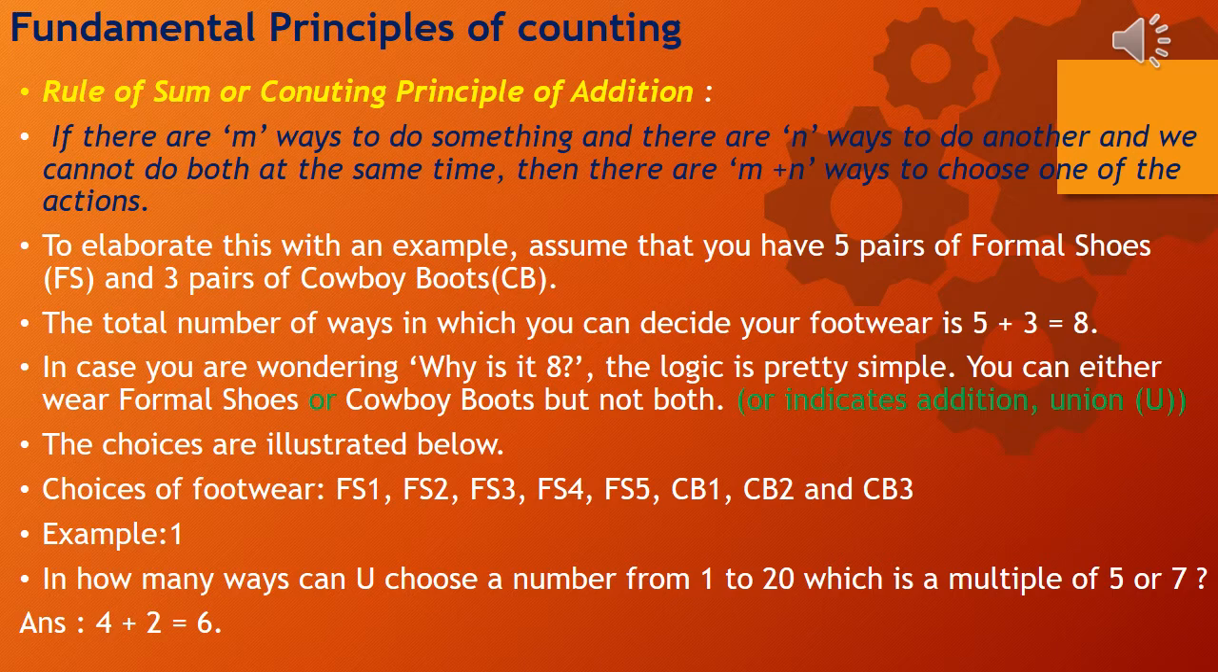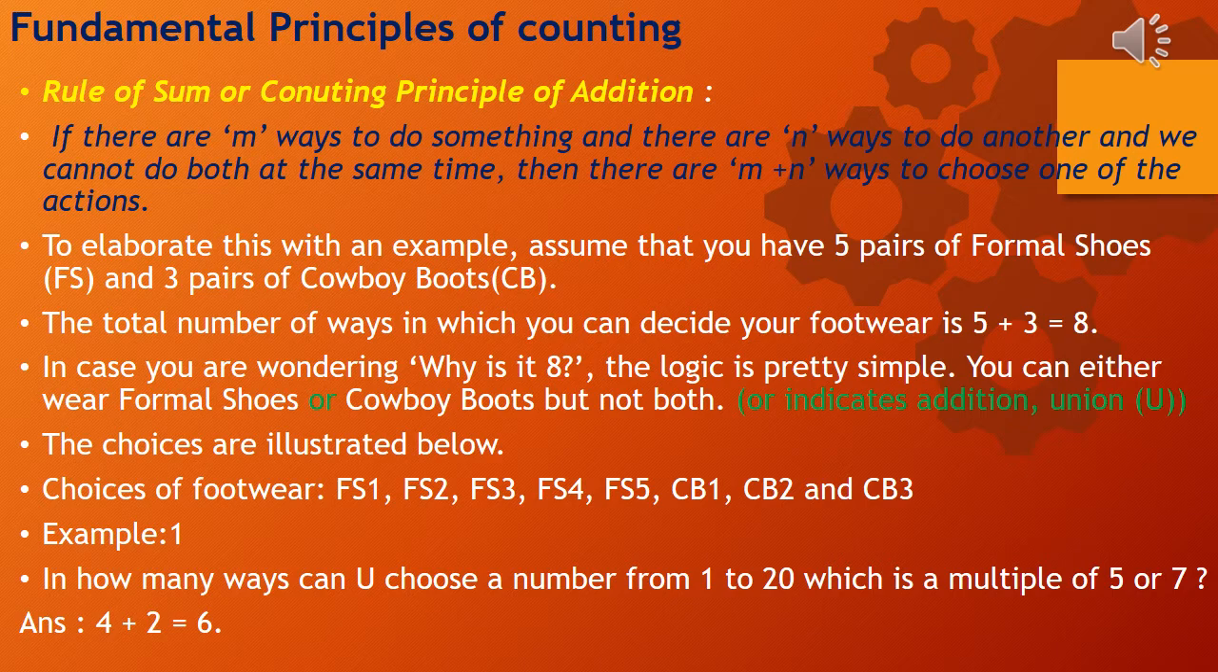Since the person has 5 formal shoes, he can wear formal shoes in 5 ways. So work W1 can be done in 5 ways. Work W2, wearing cowboy shoes, can be done in 3 ways. So by the counting principle of addition, he can wear his shoes, either formal or cowboy shoes, in 5 plus 3 equals 8 ways. These are the various combinations, that is FS1, FS2, and so on. All the 8 combinations are like this. In the same way, you can work out this example.